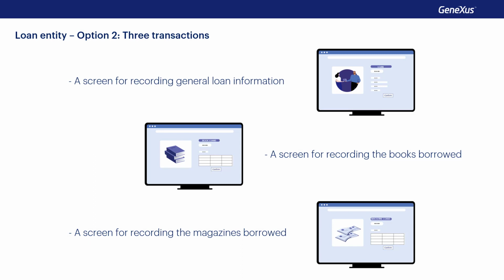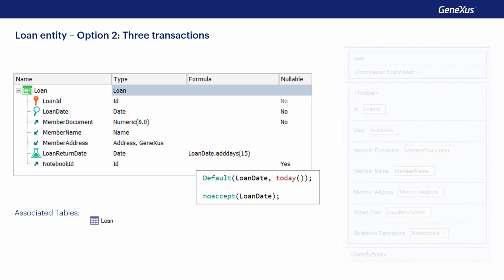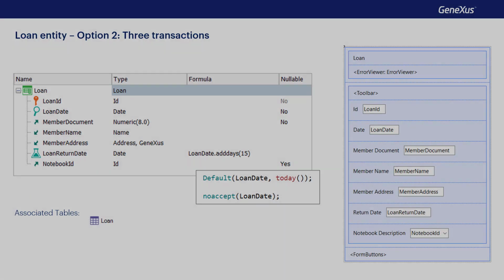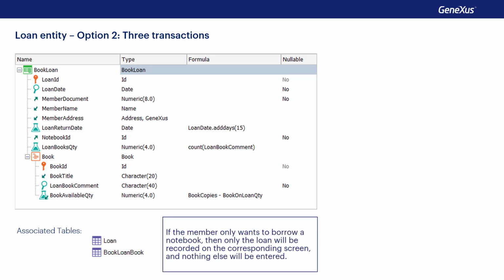The first screen corresponds to the general loan data, so we delete the loan transaction levels and leave the general information with the following rules. The following form is generated. To provide another screen with the book register, we need a new transaction. We call it Book Loan. We want to enter the loan identifier, view its general information, and enter the books.